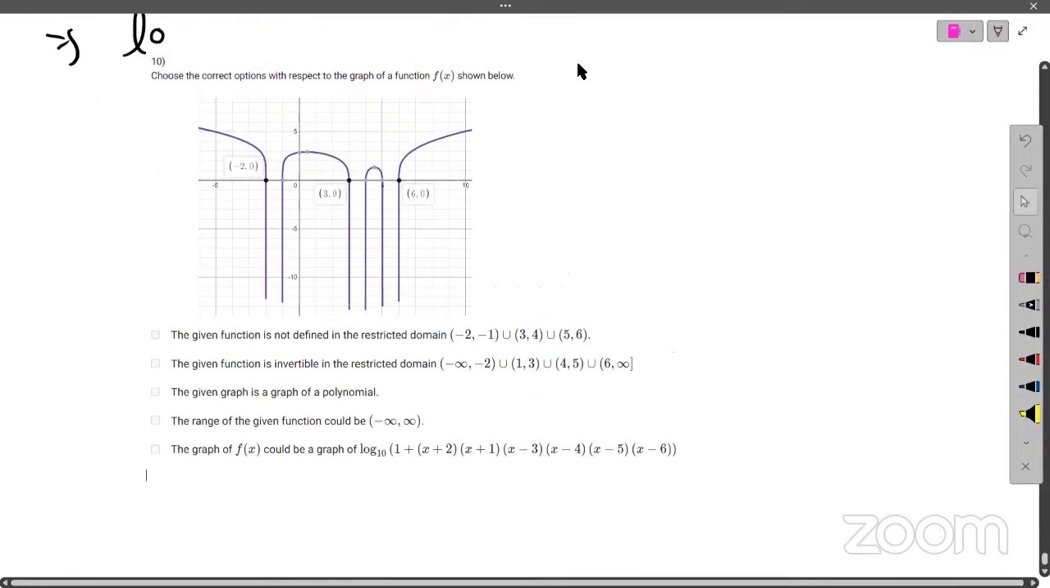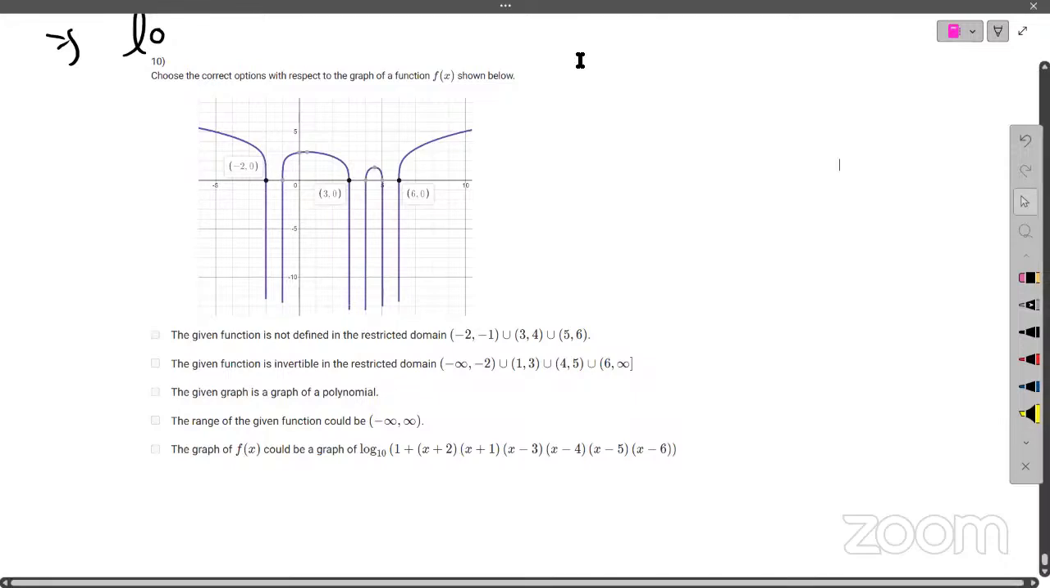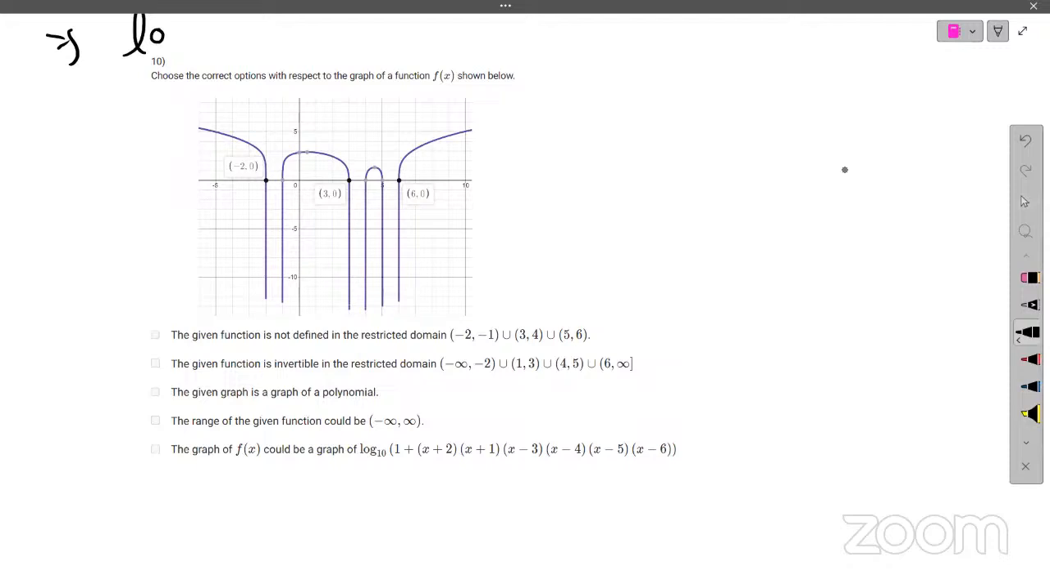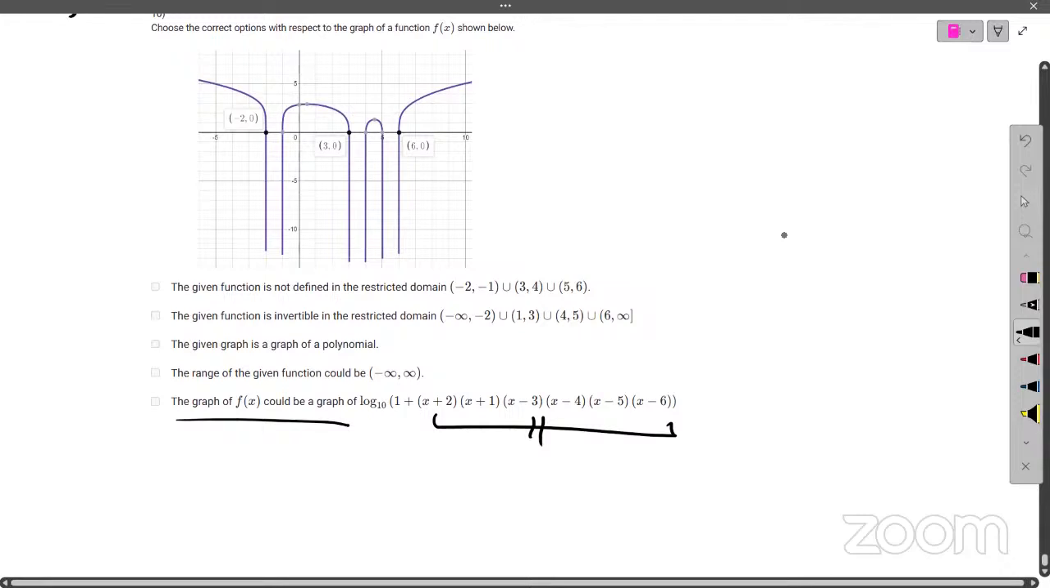This is your question, right? So here for option number 5, it says that the graph of f of x could be a graph of log of this function. Now this is a polynomial. So what is the degree of this polynomial? There are 1, 2, 3, 4, 5, 6, right? So the degree of this polynomial is 6. That means it's an even degree polynomial.